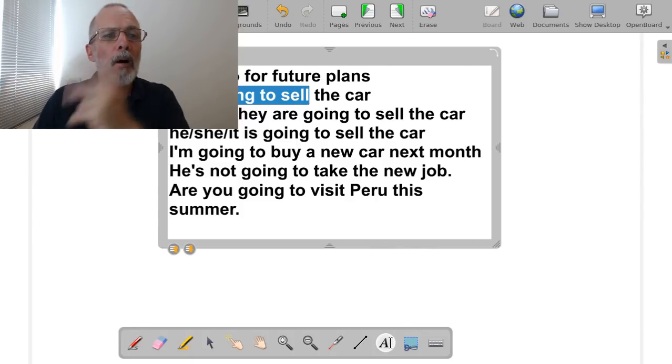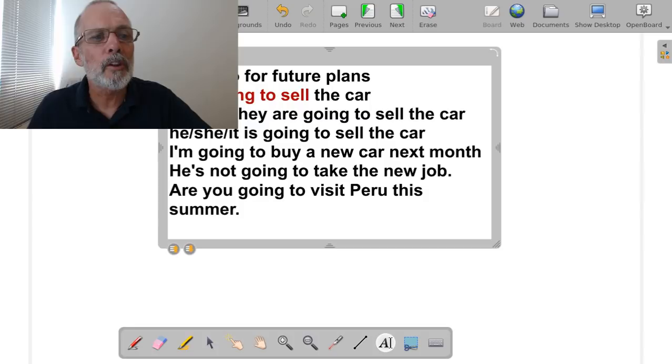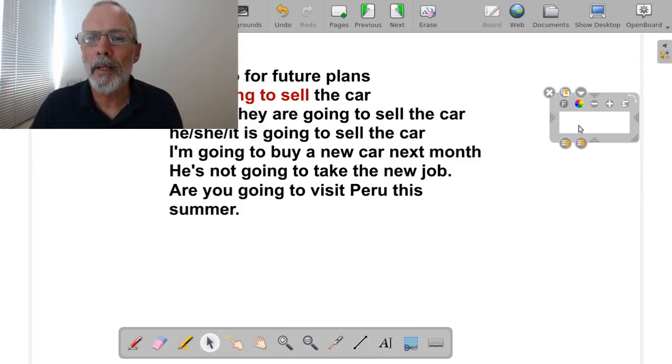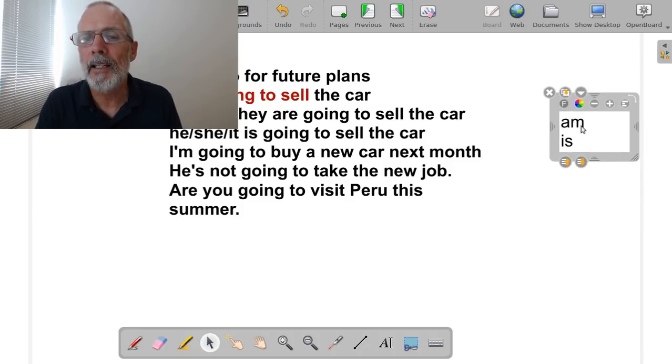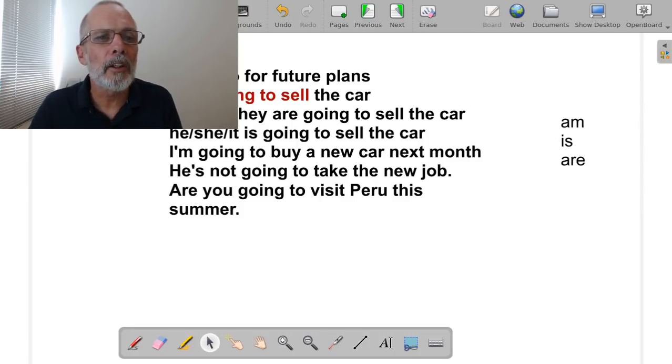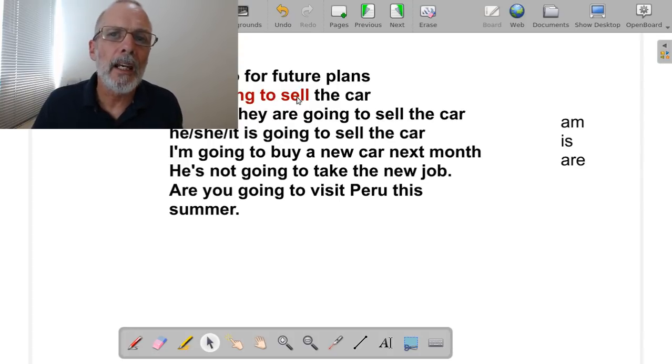To form going to, we need first of all the subject. In this sentence, it's I. Then we need the verb be in the correct form, the one that corresponds to the subject. So it's going to be am, is, or are. Next, we need the two words going to. And finally, we need the main verb. I'm going to sell the car.